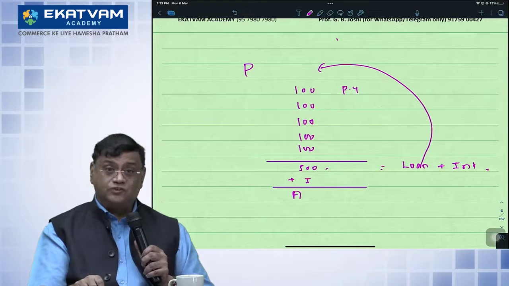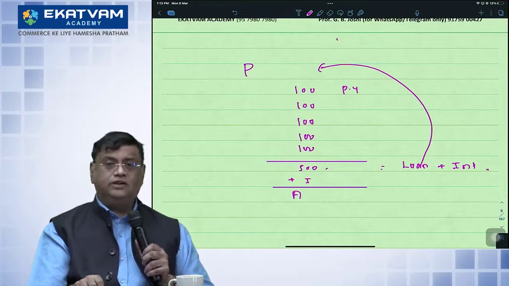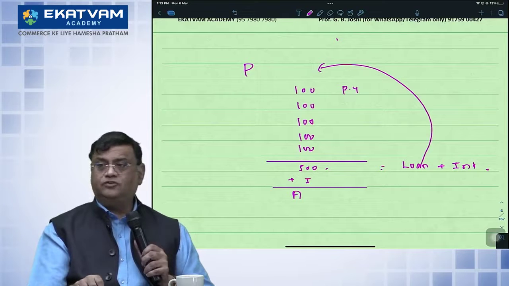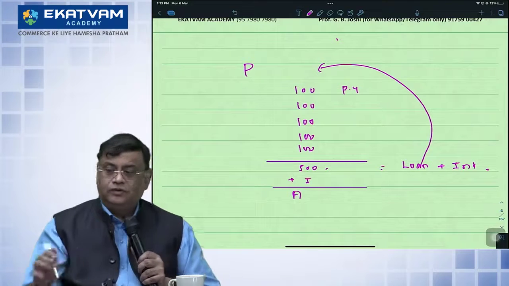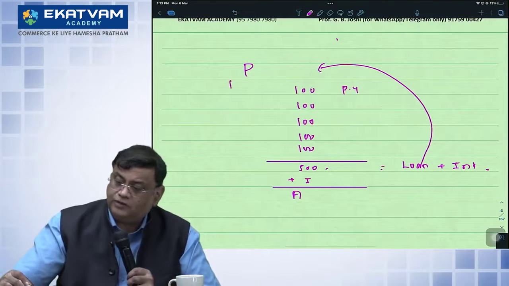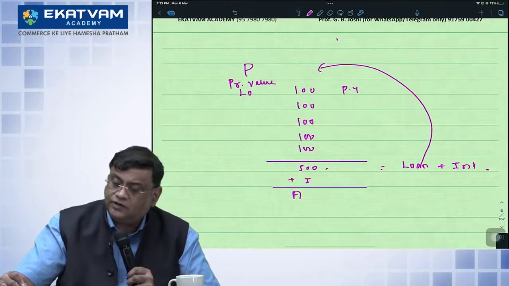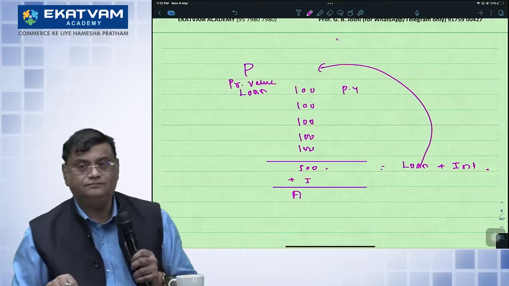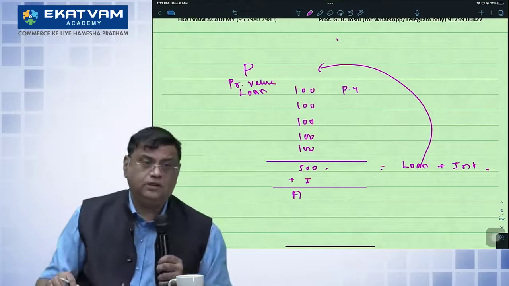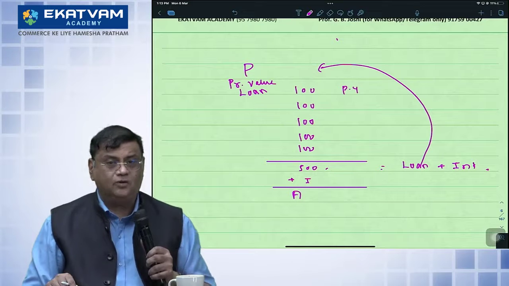Where does the confusion happen? While solving annuity problems in the examination hall, where does the confusion happen? That I am pointing out. So P is not the price, but P is the present value, and in this case it is the loan amount. Now this loan amount will be more than 500 rupees, correct? This loan amount will be more than 500 rupees.